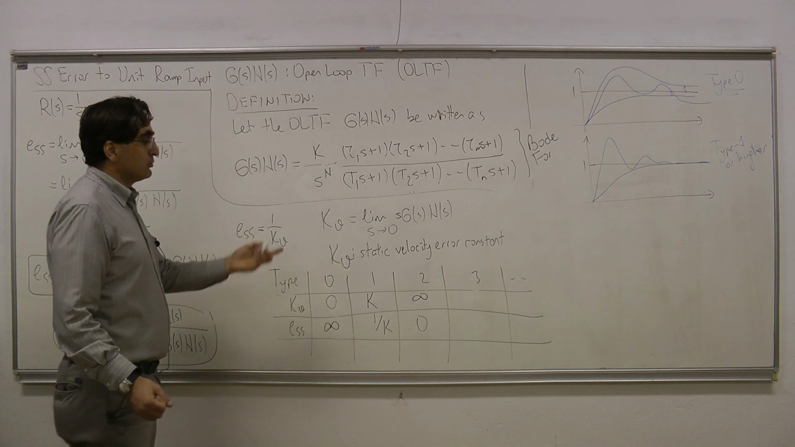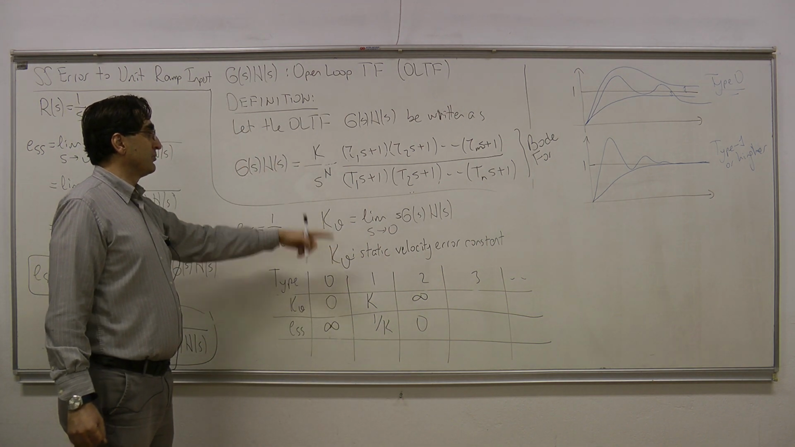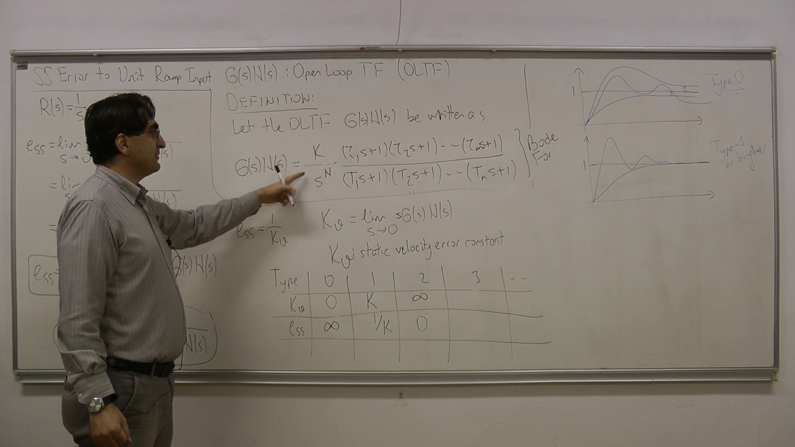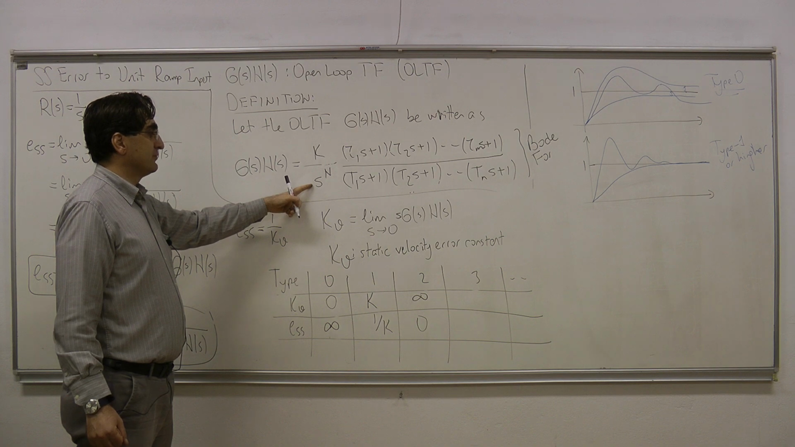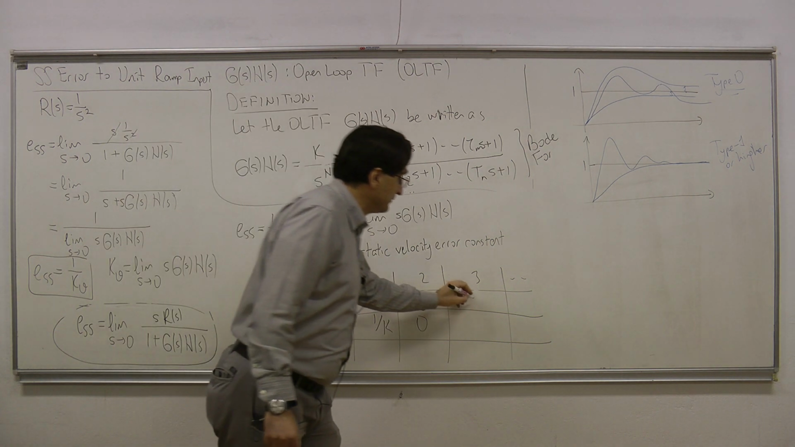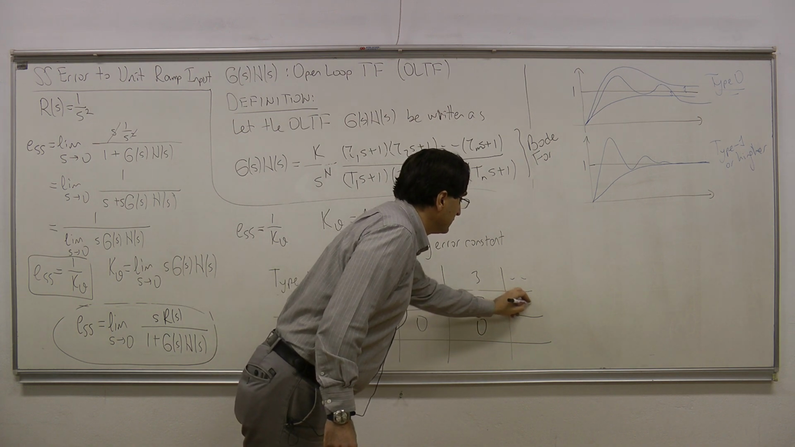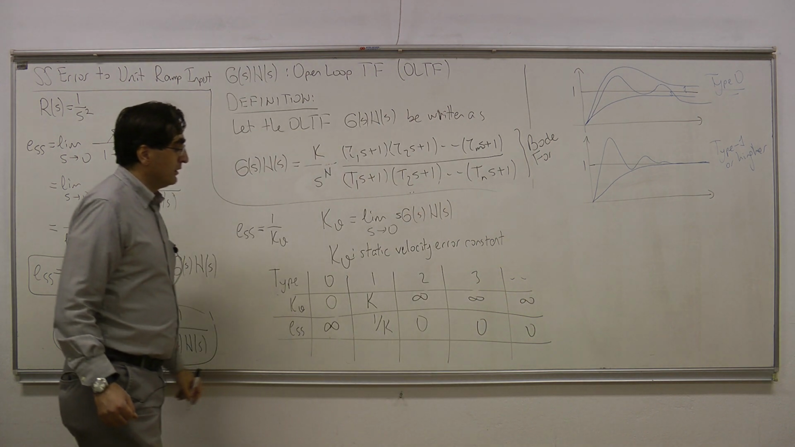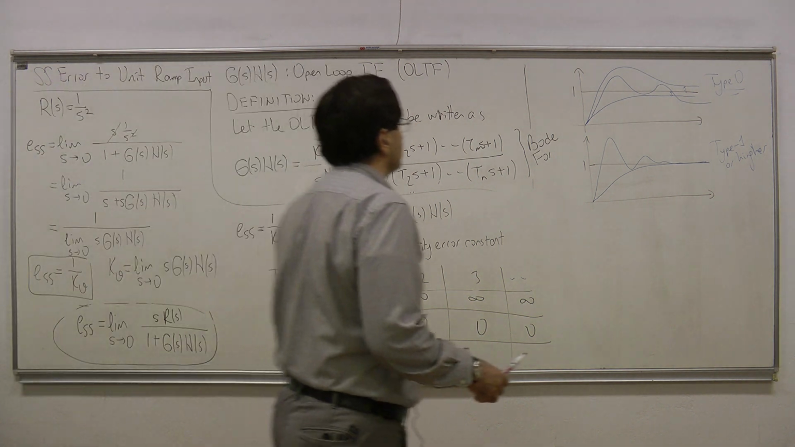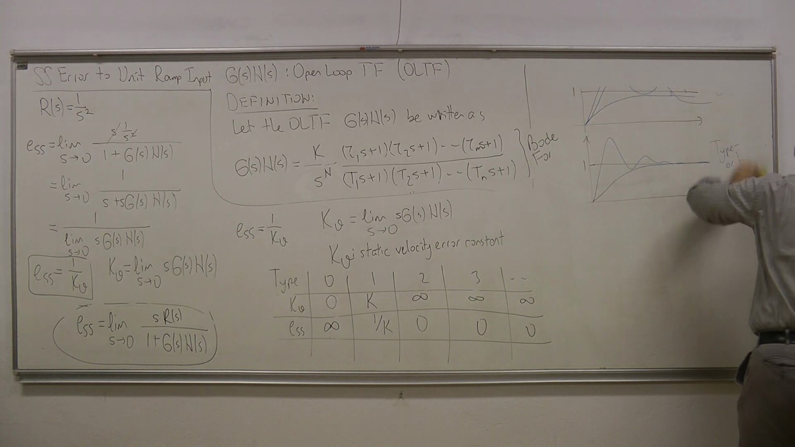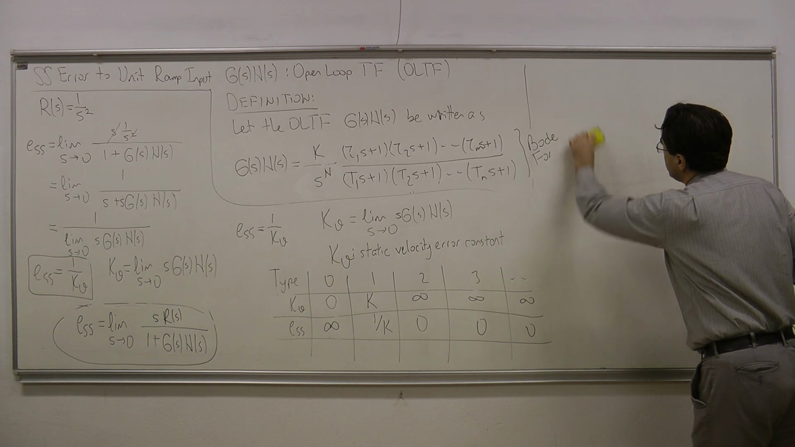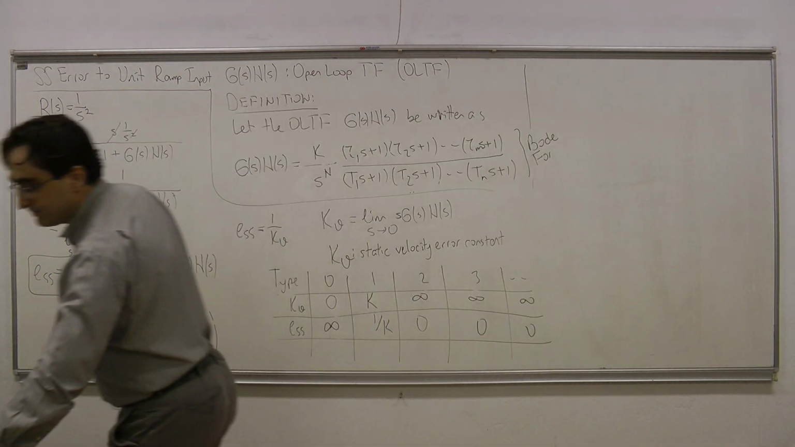And if you try to do the same thing for the type 3 system, I have k over s cubed. Multiply with s, I will have k over s squared in that case. Take the limit as s goes to 0, it's going to be still infinite. And I would have 0, infinite, 0 here. Okay? So these are the steady state errors for different types of systems for the unit ramp input. Okay? Now let us try to visualize this once more.